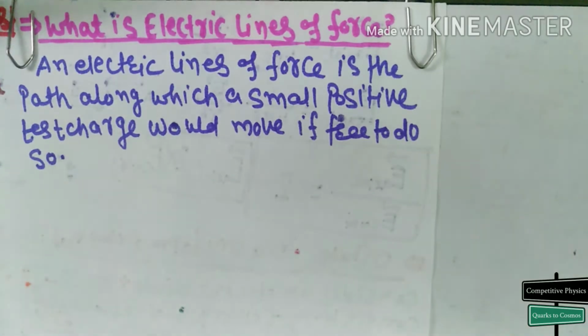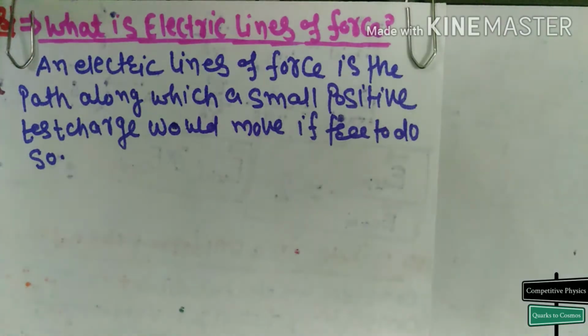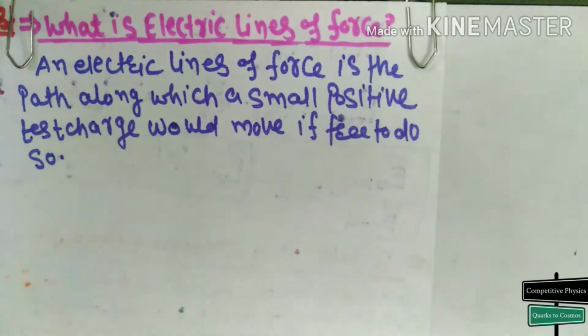What does this mean? It means electric lines of force is the path on which a test charge moves. You know what a test charge is? A test charge is a charge which you bring to know the electric field intensity of a source charge. So the test charge will move on this electric line of force if it is free to do so.